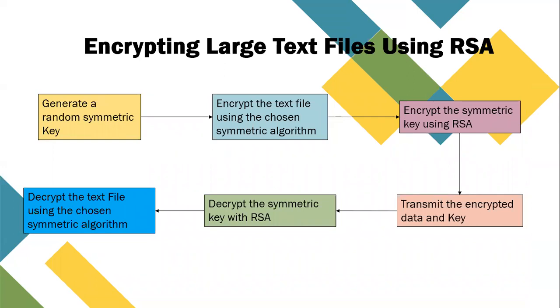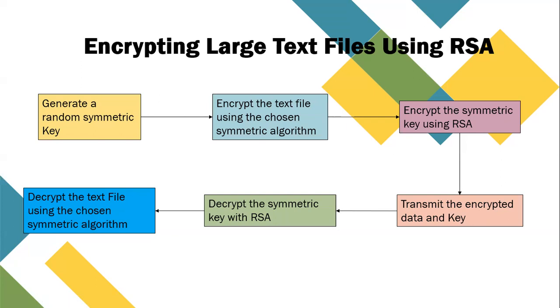Now let's move on to encrypting large text files using RSA. When we require secure file transfers, we cannot just directly encrypt that large text file using RSA, because RSA works on data size comparable to the size of the keys. So it won't work with a very large text file. So the first step will be to generate a random symmetric key. Now we will encrypt the text file using the chosen symmetric algorithm.